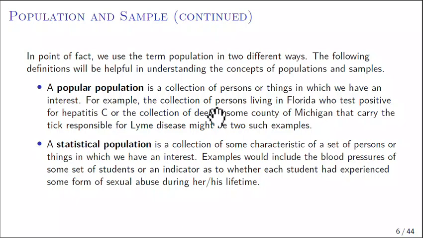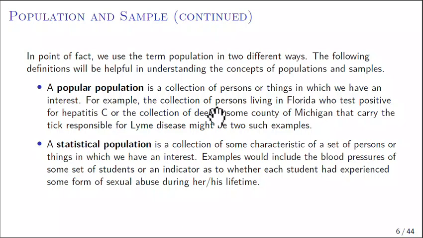A statistical population is a collection of some characteristic of a set of persons or things in which we have an interest. You know, here statistical population emphasizes the characteristic among the other stuff, right? Which most of the time, I would say, are numerical facts.